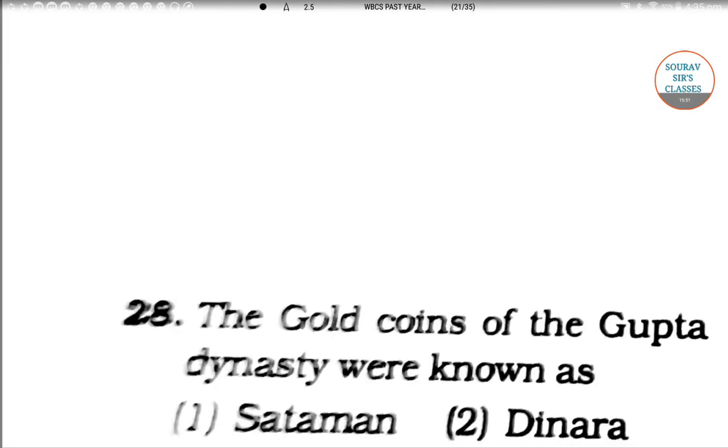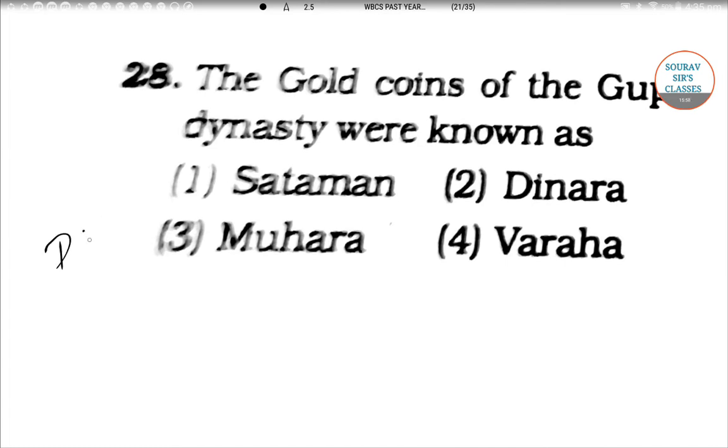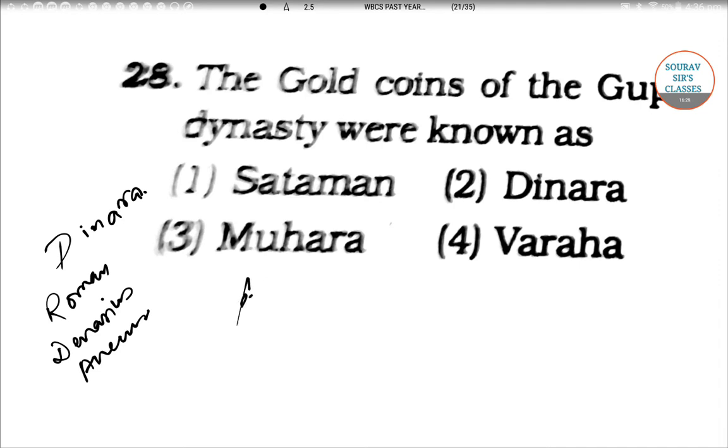The gold coins of the Gupta dynasty were known as what? So the Gupta dynasty gold coin was named the dinar, after the Roman denarius aureus, a reflection of Indian trading contacts with the West and export of Roman coinage as bullion to India. The imperial Guptas issued a rich variety of gold coins with portraits on the obverse and deities on the reverse. Let's move to next question.